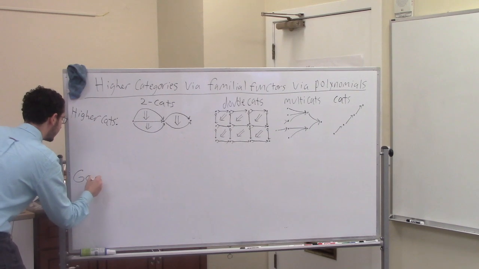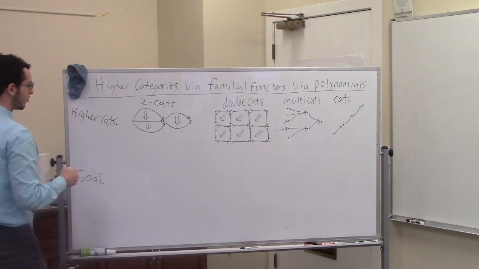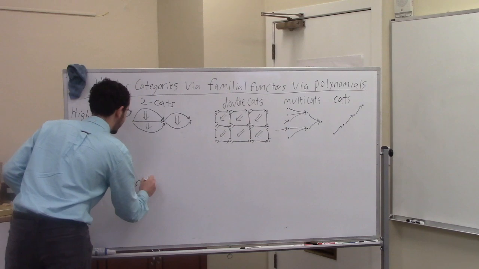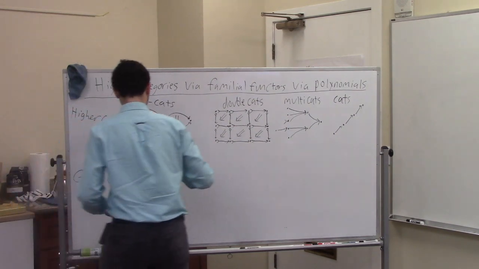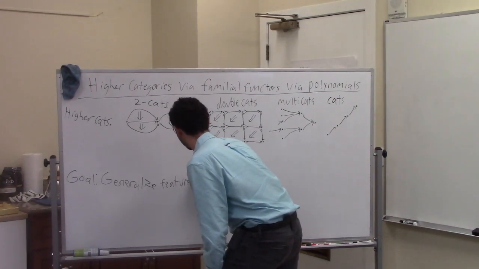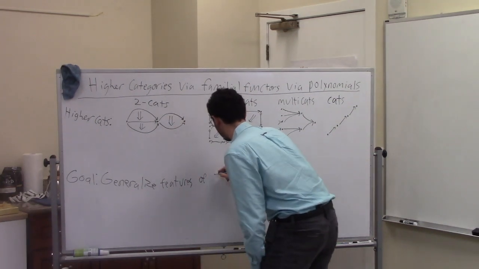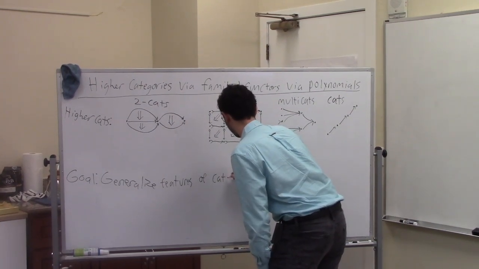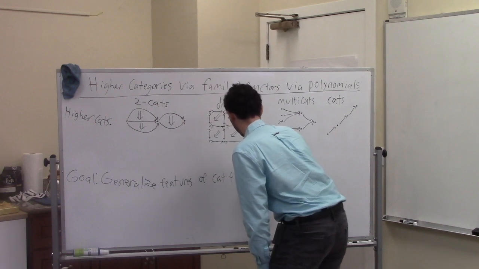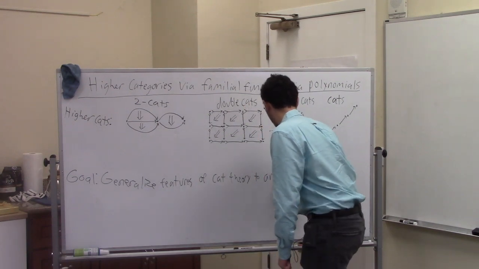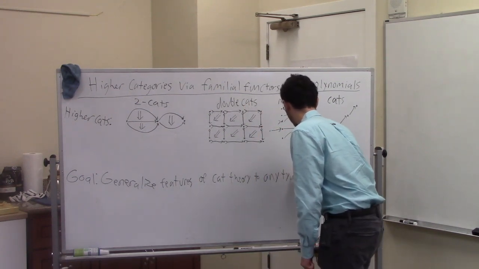So I'll tell you my goal, which is to generalize the features of category theory, the things that we're used to being able to do for categories, and do it in a way that works for all of these different kinds of higher categories. So we're generalizing features of category theory to any type of higher category.